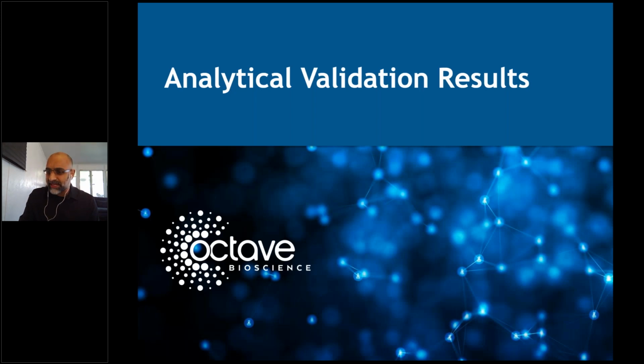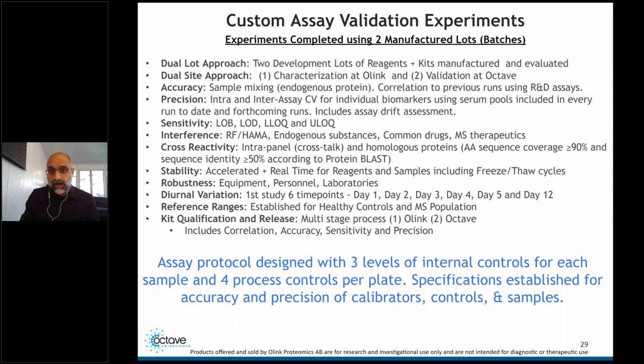I want to highlight some of the analytical validation results and experiments that we ran once the assays were transferred to us. This is the process that we went through, and we completed it using the 2 manufactured lots or batches of reagents that we received, so a dual lot approach and a dual site approach as well. The characterization first occurred at Olink, followed by the analytical validation at Octave. We investigated the following specifications: accuracy, using sample mixing experiments, so we could evaluate this for endogenous protein, as well as looking at correlation to the R&D assays, or the RUO assays, that were used for our feasibility studies. Precision, we characterized both intra and inter-assay precision for the individual biomarkers.